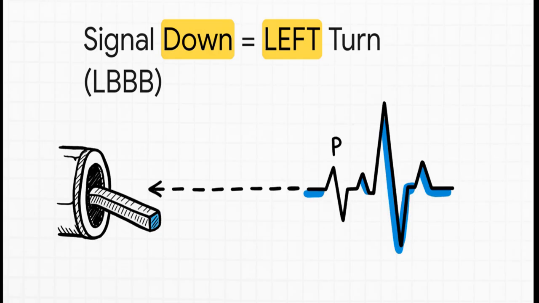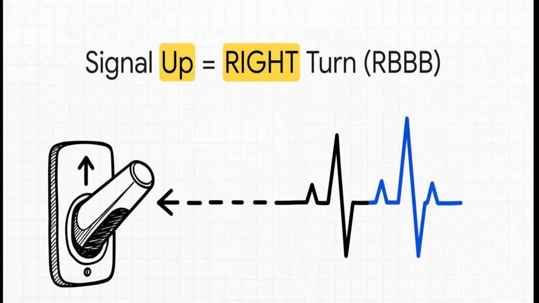Well, it is the exact same idea here. If the very last part of the QRS complex in V1 is pointing down, a negative deflection, that's a left turn. You've got a left bundle branch block. And you already know where this is going. To make a right turn, you flick that signal up. So if the final part of that QRS in V1 is pointing up, a positive deflection, you're making a right turn. You've just found a right bundle branch block.